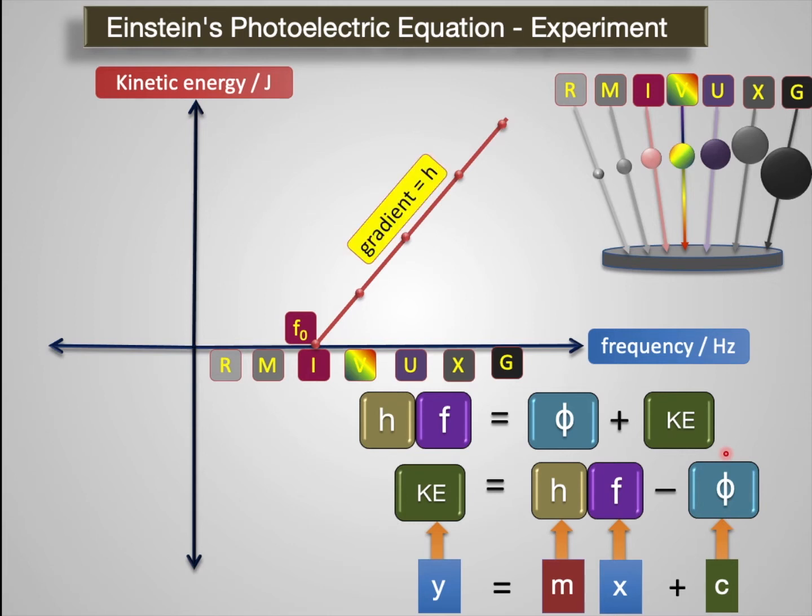Means the gradient is Planck's constant. As you know, Planck's constant is a universal constant. It won't change with the experiments or with the type of metals you use. That's the reason why you should have a constant gradient.